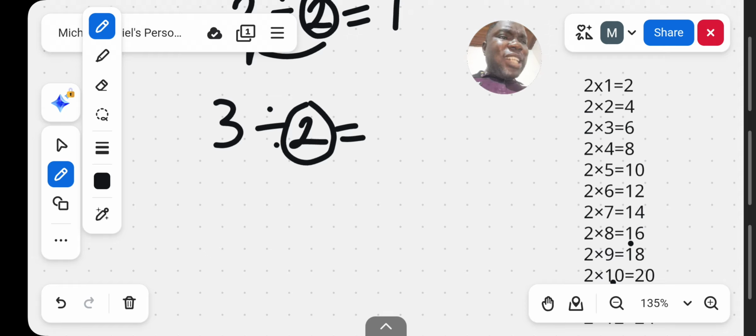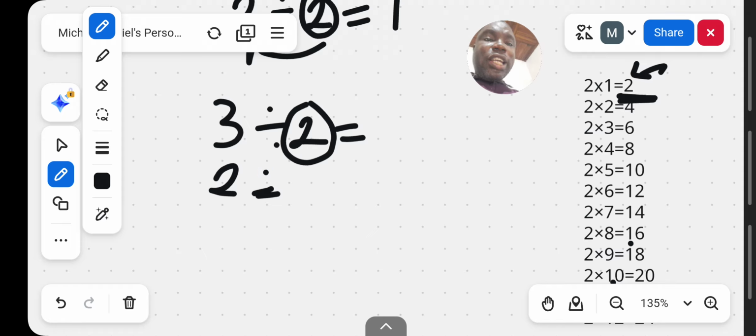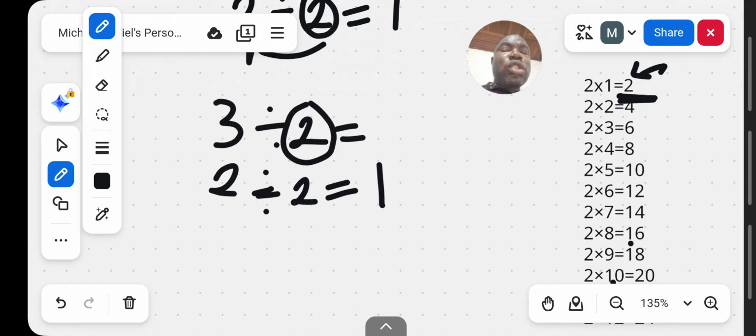The answer 3 will be somewhere between 2 and 4. So you actually won't get 3 in your 2 times table. So you will now ask yourself this question. You use the number up there, this 2. The one you can see that is smaller than this 3 is 2 divided by 2. So you ask yourself, what is 2 divided by 2? 2 divided by 2 is 1. So since you have used the smaller number, and 2 divided by 2 is 1, that means 3 divided by 2 will also be 1.